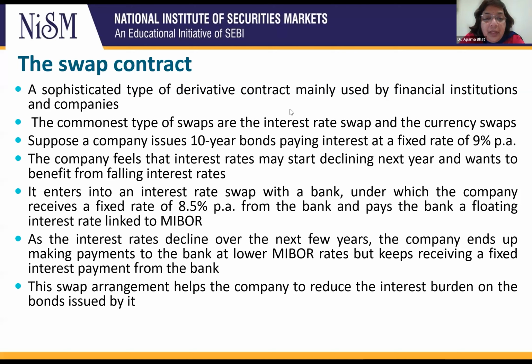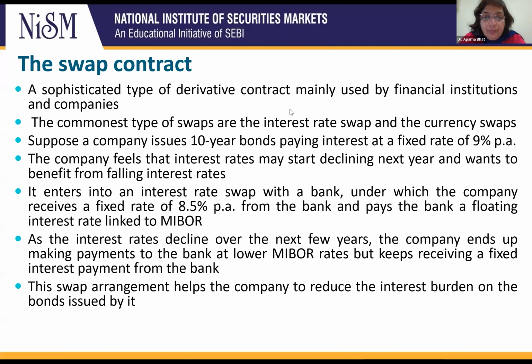But let's say that the company feels that interest rates may start declining next year. As of now, the company has issued bonds today and today interest rates are high, so the company had to offer a coupon of 9%. But the company knows that sooner or later, maybe next year, interest rates will start declining. But the bonds which the company has issued are fixed rate bonds. That means their coupon is fixed at 9%. So even if interest rates come down next year, the company will still be paying 9% to the bondholders, right? So the company wants to take advantage of falling interest rates.